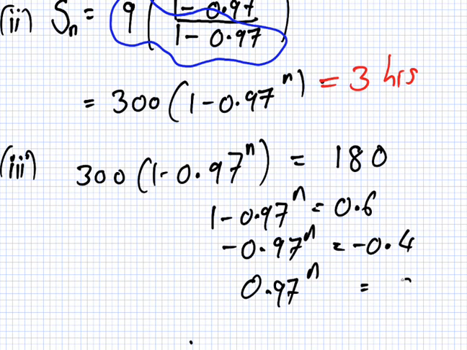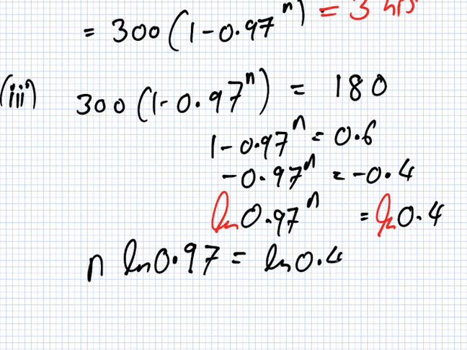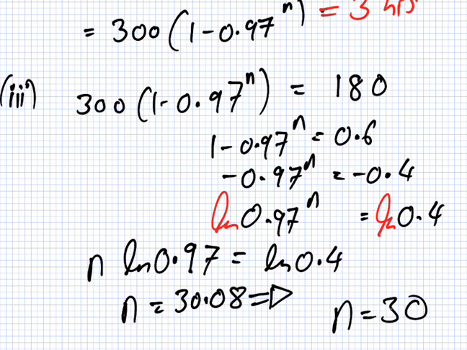0.97n equals 0.4. Now we put a log on both sides. So you get n log 0.97 equals log 0.4. So n equals log 0.4 divided by log 0.97, 30.08, which means n is 30, because n can only be a whole number, 1, 2, 3.